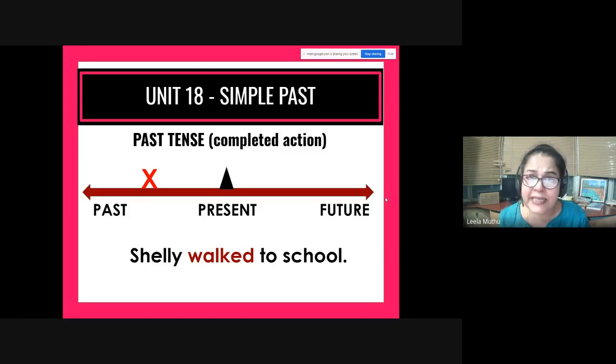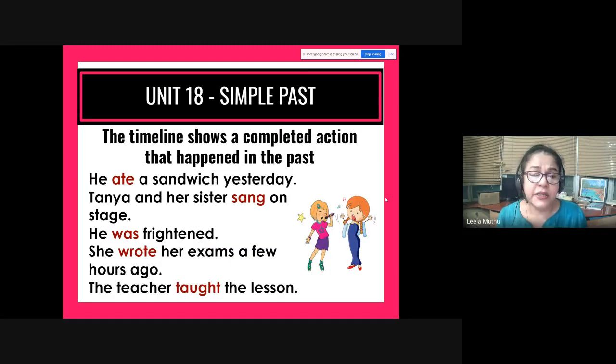So here you see the X, it is on the left arm, which shows the past. The triangle in the center is the present. So you know that this action has happened in the past. It is finished, okay? So Shelley walked to school. We don't know when she walked to school. She may have walked to school in the morning. Okay, but that action is finished. She's finished walking. She's walked, okay? So it's represented by the X on the past arm of the arrow, all right? So it's a completed action. The timeline shows a completed action that happened in the past, right?